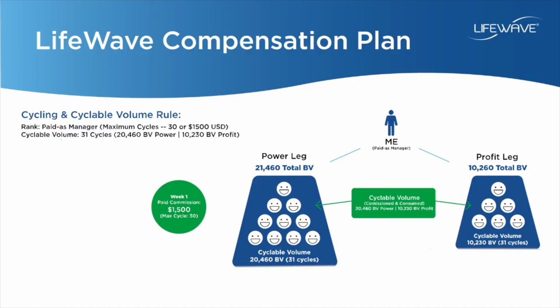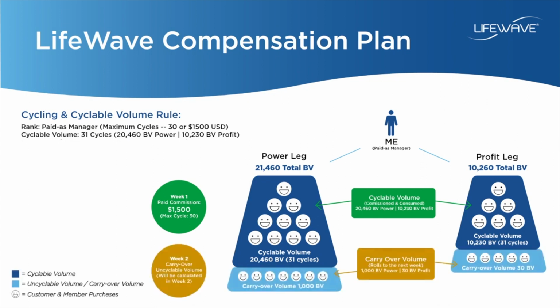Any volume, as you can see from this particular example, that has not met the ratio is considered carryover volume, and it will go to the next week. I will receive my $1,500 commissions, all of my cyclable volume will have been consumed, and then my carryover volume will flow to the next week for me. As you can see, there's a lot of power when it comes to binary or cycle commissions. You get to leverage the power of everyone within your team working together to share LifeWave and be rewarded every time you meet that cycle ratio.